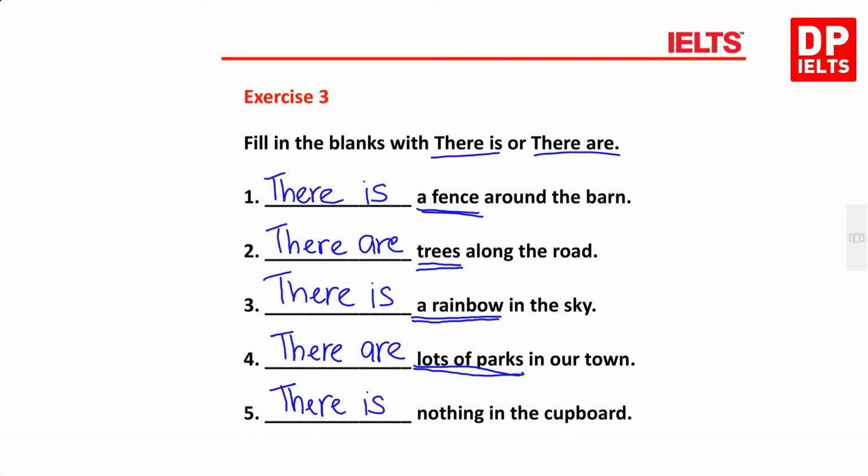Second one, blank trees along the road. It refers to trees being along the road. Trees are plural. So since we are talking about a plural thing, we would say there are trees along the road.